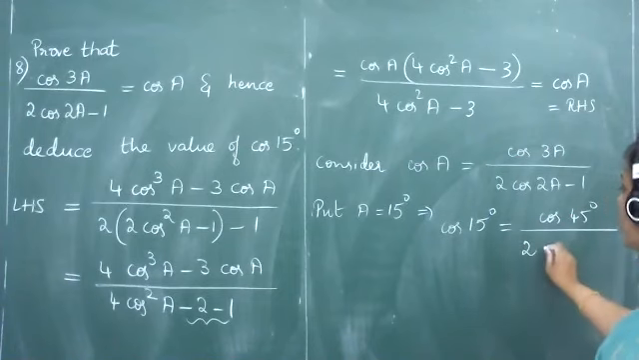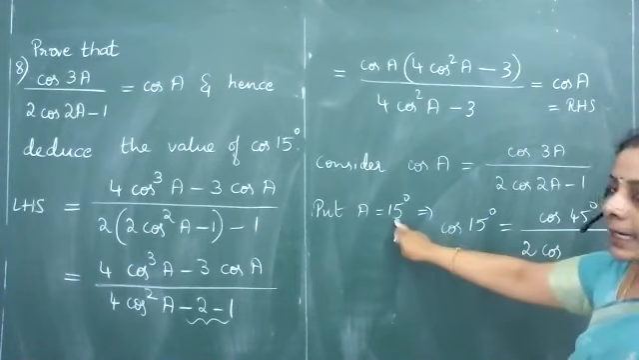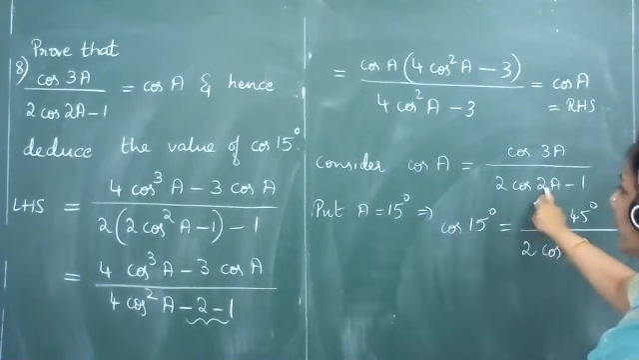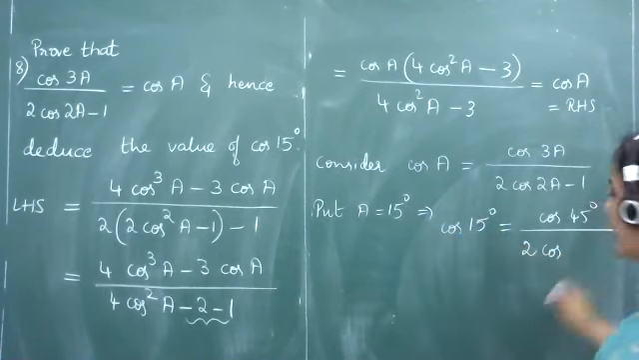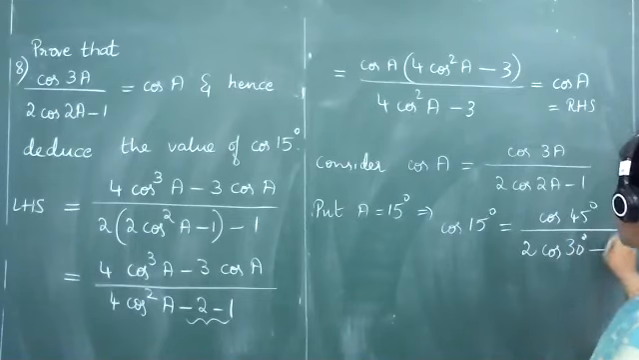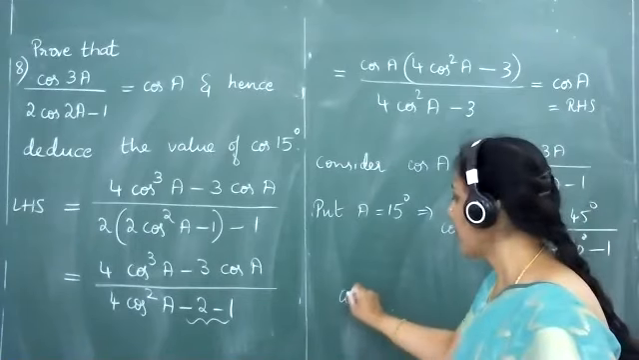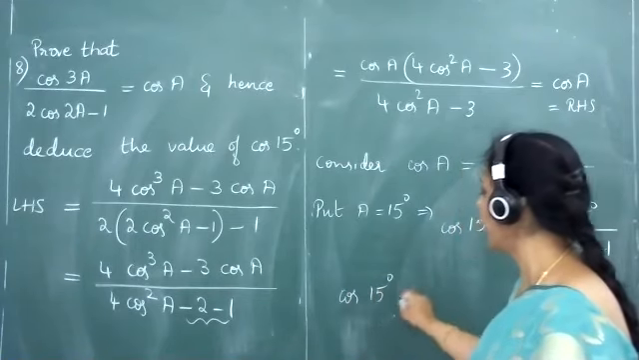Denominator will be 2 into cos. When A is 15 degrees, angle 2A will become 2 into 15. That comes as 30 degrees minus 1. So what happens now to the value of cos 15 degrees?